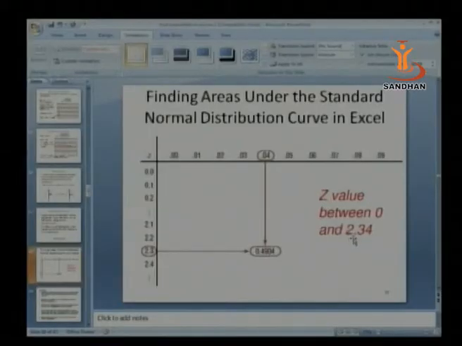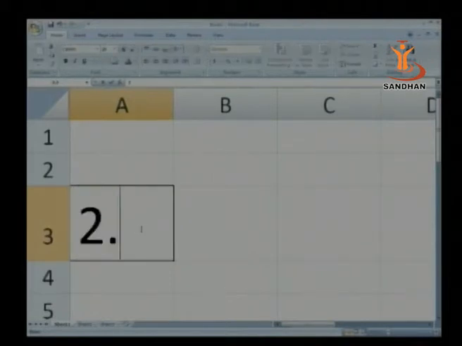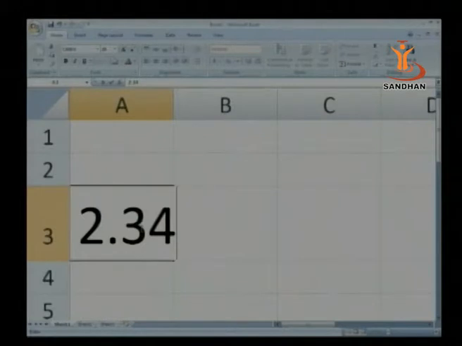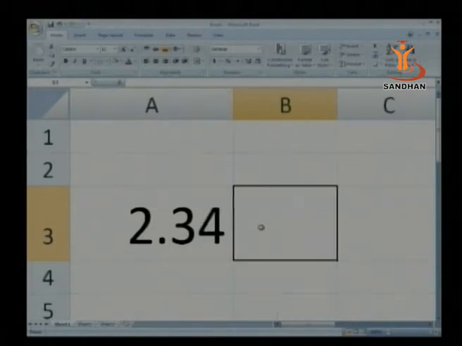Okay, so we are going to find the values. You can see 2.34. Okay, so I am just writing down the value 2.34. This is the value for which we are going to find the tabulated value.